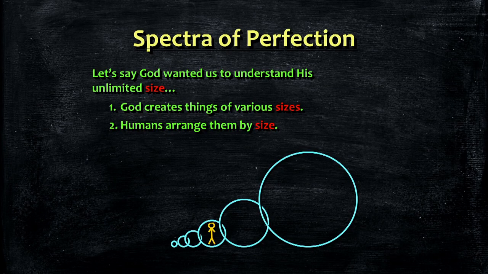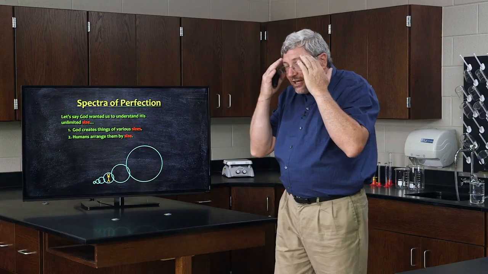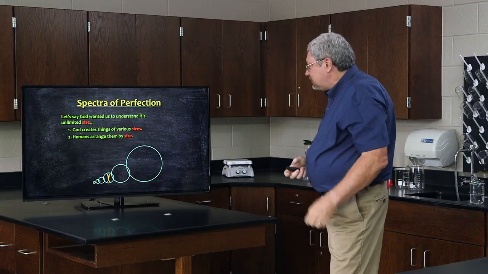And in fact, we are part of that. So we're a certain size. There are things that are smaller. There are things that are bigger. And we put them in a particular order just automatically in our brain. We're compelled to do so.